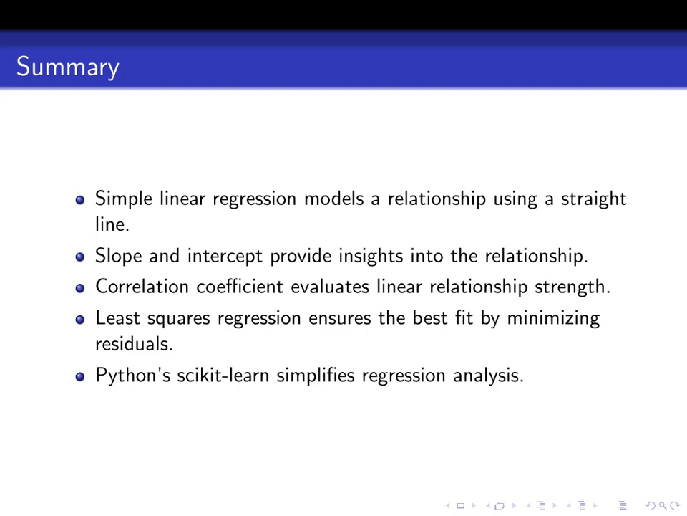To summarize, simple linear regression is a powerful tool for modeling relationships between two numerical features. The slope and intercept provide insights into the nature of the relationship, while the correlation coefficient measures its strength. Least squares regression ensures the best possible fit by minimizing residuals, and Python's scikit-learn library makes implementation straightforward. Understanding these concepts is crucial for data mining and predictive analysis.